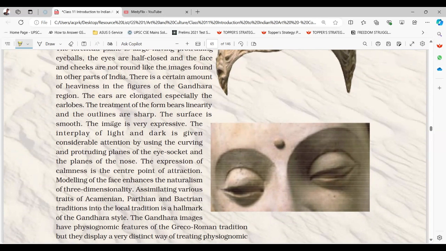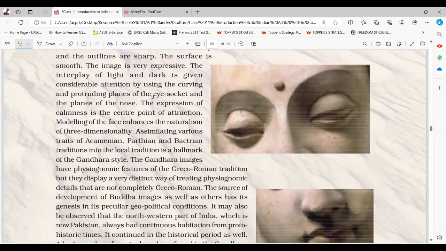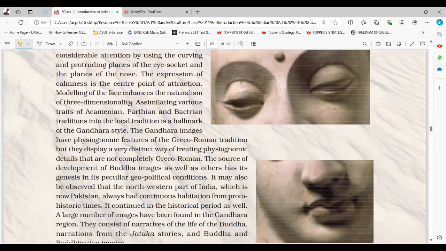The surface is smooth. The image is very expressive. The interplay of light and dark is given considerable attention by using the curving and protruding planes of the eye socket and the planes of the nose. The expression of calmness is the center point of attraction. Modeling of the face enhances the naturalism of three-dimensionality.